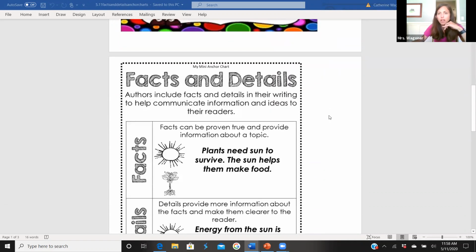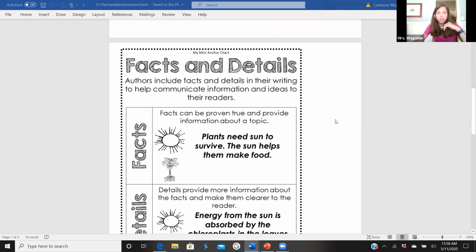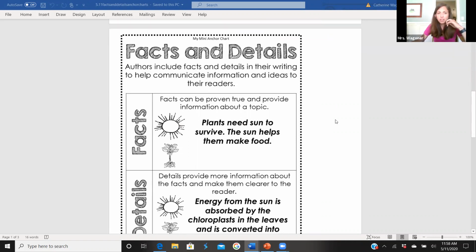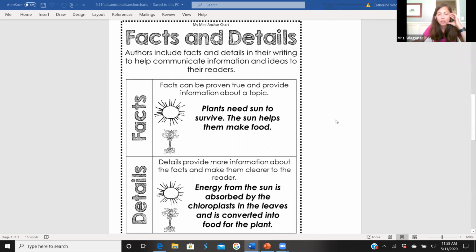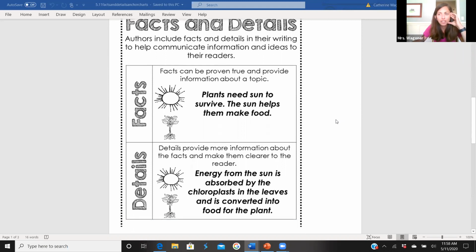I like this poster a lot. Facts and details. Authors include facts and details in their writing to help communicate information and ideas to their readers. Facts can be proven true and provide information about a topic. So look at this picture. Plants need sun to survive. The sun helps them make food. Those are facts. Here's the details.